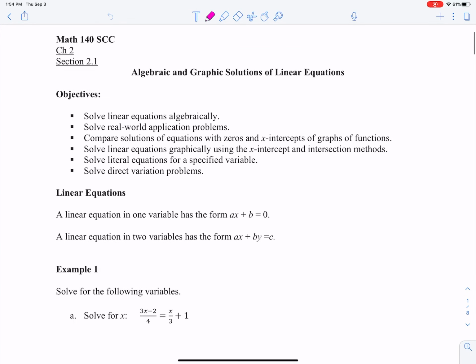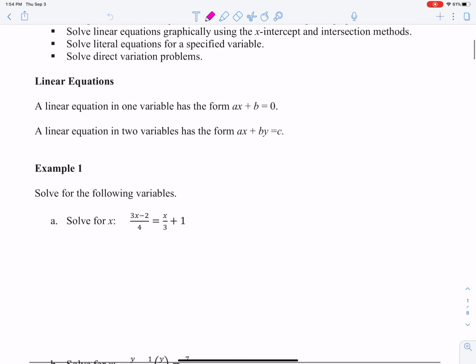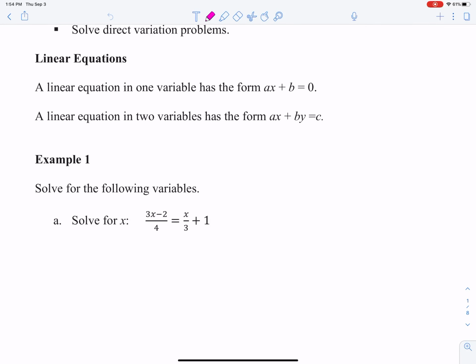All right, welcome to the 2.1, 2.2 lecture. So, first thing we're going to start with today is linear equations. I know we've covered these a few times, but it's because they're extremely important. They're used quite a bit in mathematics.